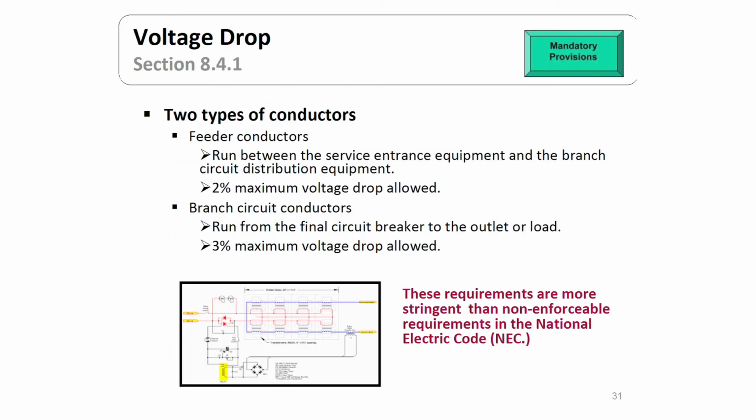On the voltage drop, there are two types of conductors that are restricted. First of all, the feeder conductors. These are the wires that run between the service entrance and the branch circuit breaker box. And that's restricted to a 2% maximum voltage drop. The other requirement is on the branch circuit conductors. That's run from the circuit breaker to the load or the outlet. And the allowable limit there is actually 3% on the voltage drop. And pretty much that's all the requirement on the efficiencies.